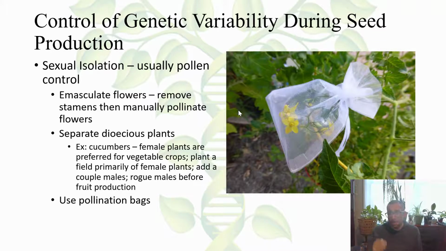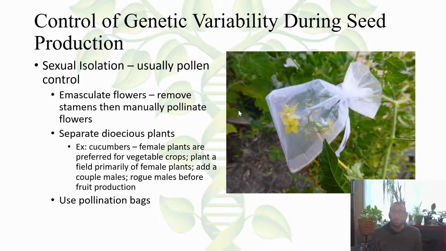So you guys are going to manually pollinate your flowers, you're not going to emasculate them. You don't have to do that. You can, if you have dioecious plants, and these are plants that have male plants and female plants, so all male flowers and all female flowers, you can separate them.